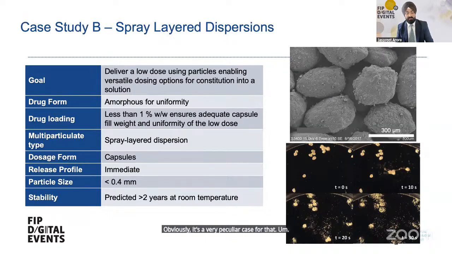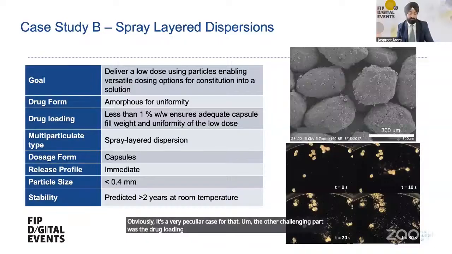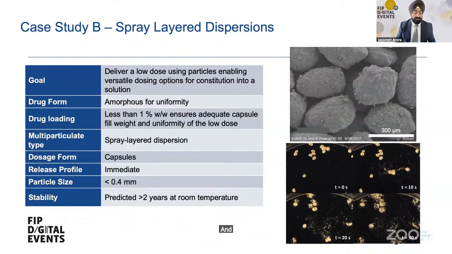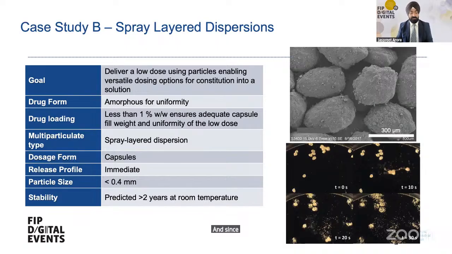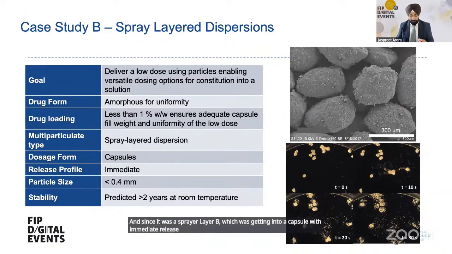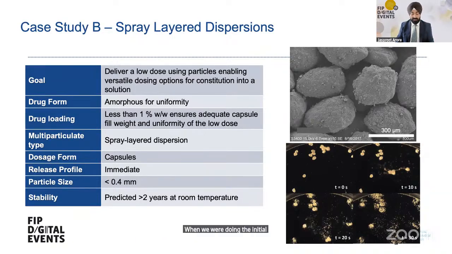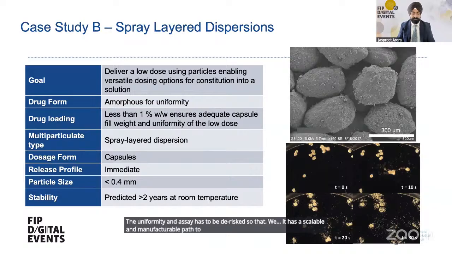The other challenging part was that the drug loading in the particles was less than 1%. And there you get the challenge of, well, if you're going to fill this in capsules, you need a uniform dose. And since it was a spray layered bead getting into a capsule with an immediate release profile, when we were doing the initial risk assessment, we figured out that the uniformity and assay had to be de-risked so that it has a scalable and manufacturable path to commercialization.